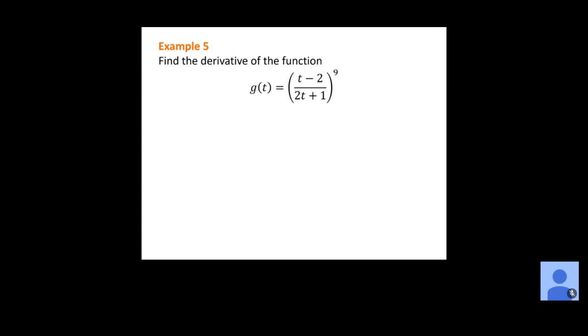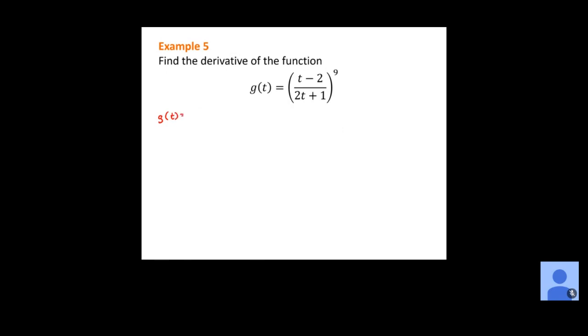So since we have that fraction raised to the 9th power, it's going to be a chain, right? So we have an inside function here with an outside function. So it is going to be a chain rule. And within that chain rule, there's going to be a quotient. So what I'm going to do first, let's identify the u value so that we can rewrite it in terms of u. And then we'll look for the derivative of u.